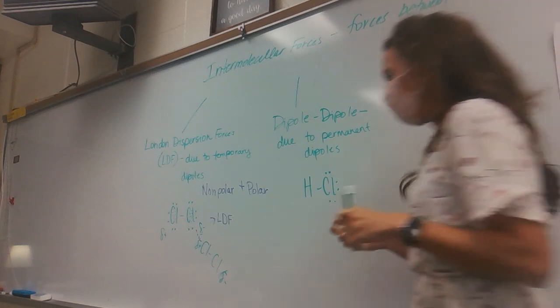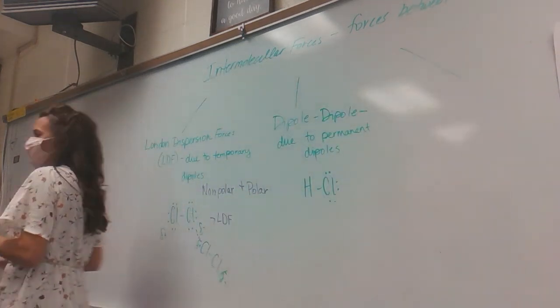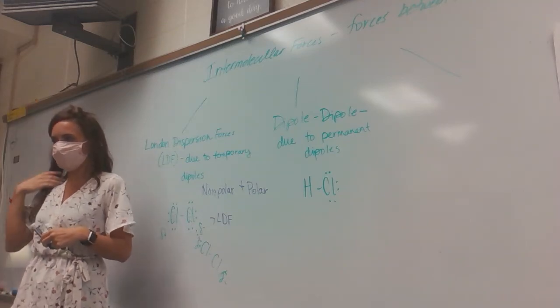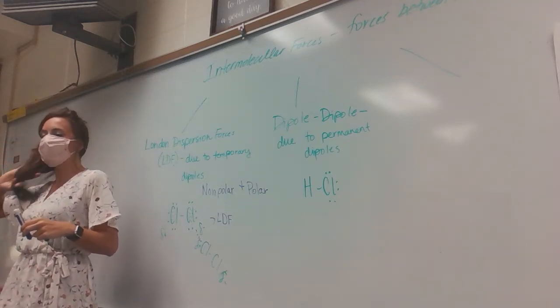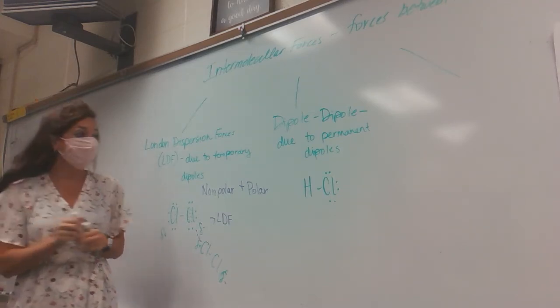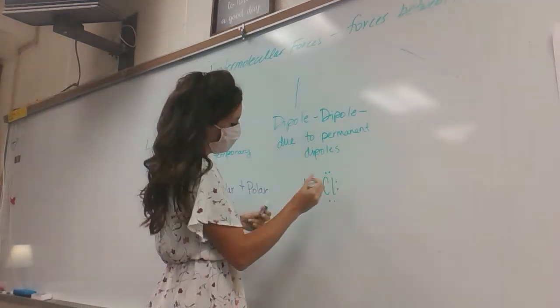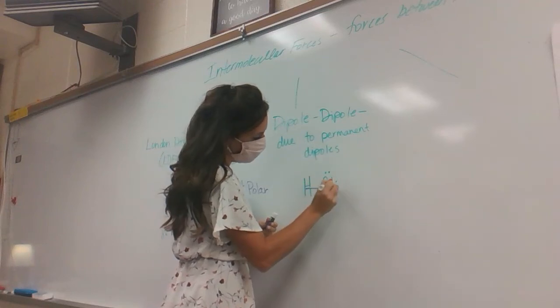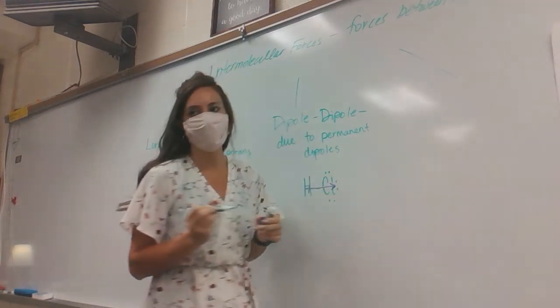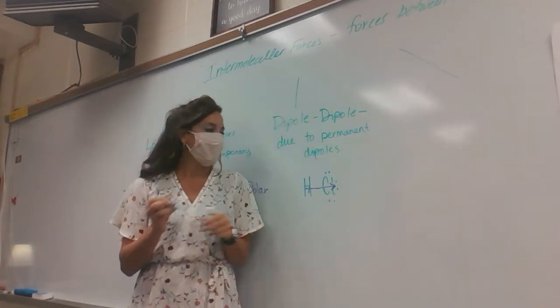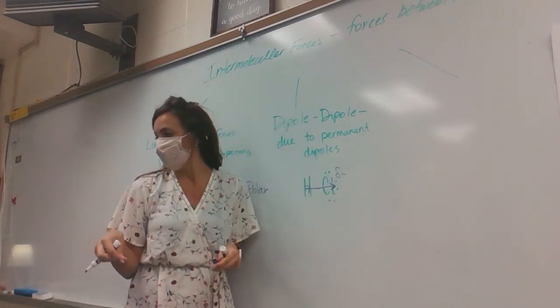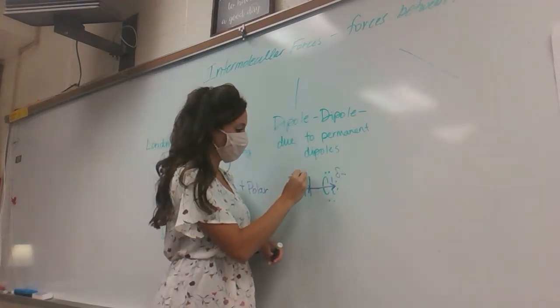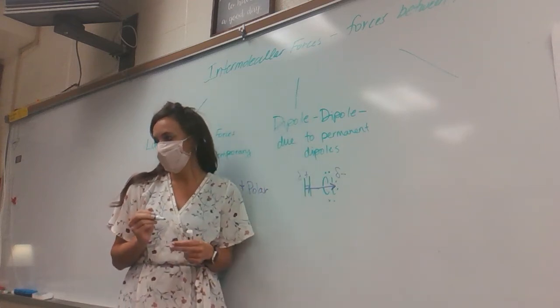Okay, so hydrochloric acid, is this a polar molecule? Yes. One of them is more electronegative than the other. Which one? Chlorine is more electronegative. So the electrons travel towards chlorine. They get pulled towards chlorine. And this side becomes partially negative permanently. And this side becomes partially positive permanently.